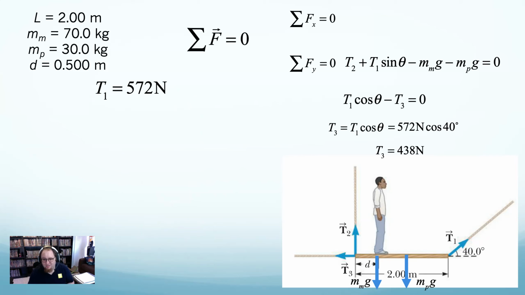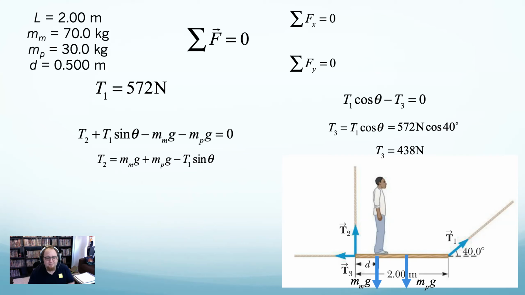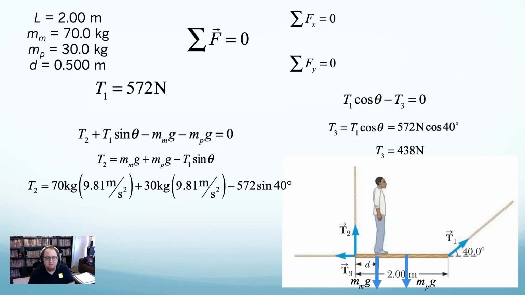For T2, I'll just take my y equation. And I'll move everything that isn't T2 to the other side. Plug in some values. There you go. Questions?